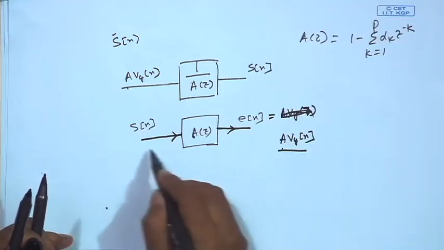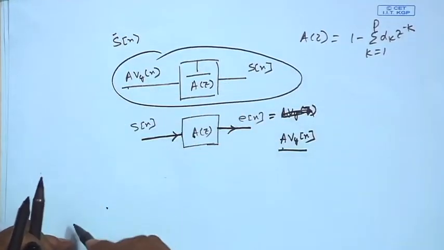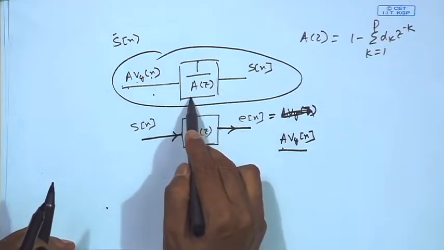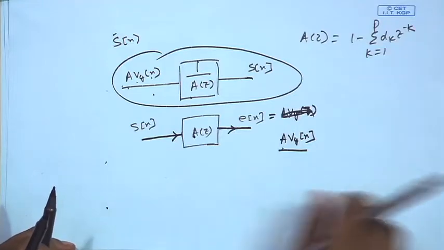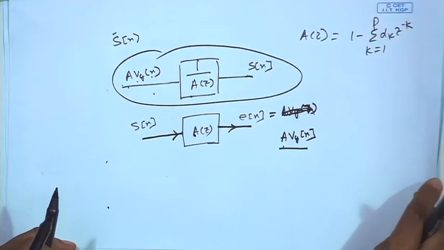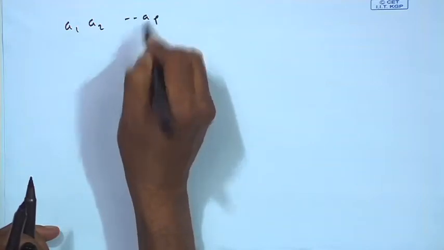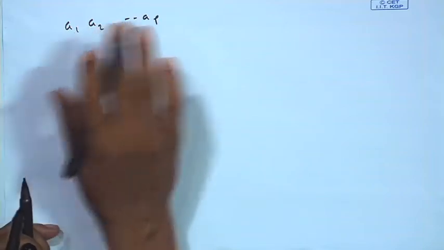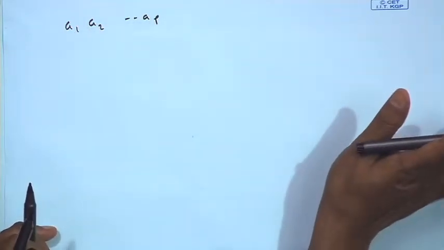If I do this, it is called analysis. If I do this one, it is called synthesis. If I pass e[n] and implement 1 by A(z), I can estimate S[n]. Okay. Now, what does the principle boil down to? The principle is that I have to either estimate the values of A1, A2 up to AP, or if I know A1, A2 up to AP, I have to pass e[n] through 1 by A(z) to get the signal synthesis.